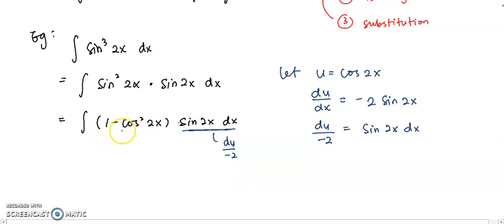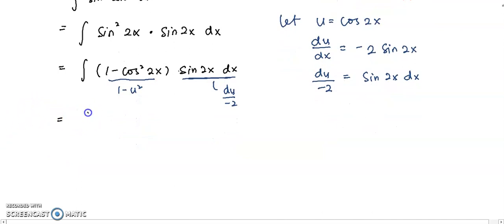And 1 minus cos square 2x can be replaced as 1 minus u square, because you have set u equal to cos 2x, meaning that cos 2x here can be replaced by u, so you have 1 minus u square. So now we can write everything in terms of u. Just write down. Integrate. Du over negative 2 is going to be du here. And the negative 1 over negative 2, I will pull out as coefficient. I form negative 1 over 2 outside here. And this function will become 1 minus u square.